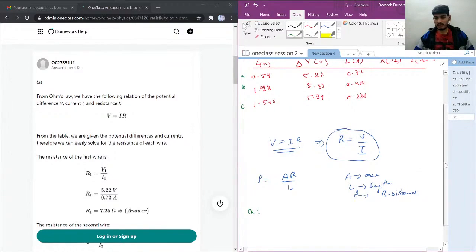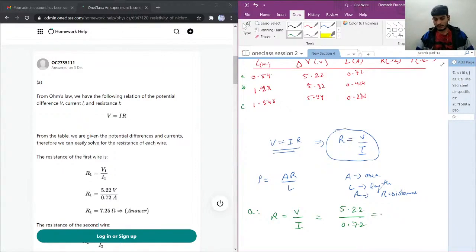So for A1 we have R equals V over I, where V given here is 5.22 and I is 0.72. So this will be 5.22 over 0.72, which is 7.25 ohms.